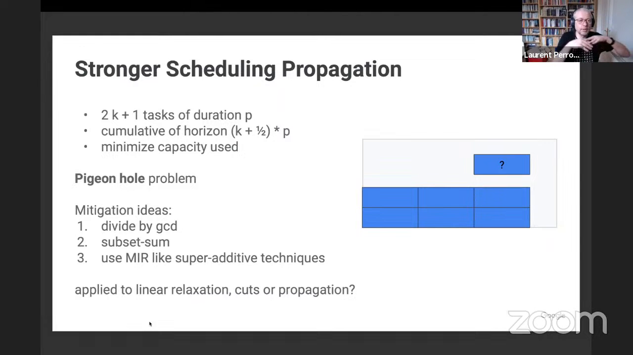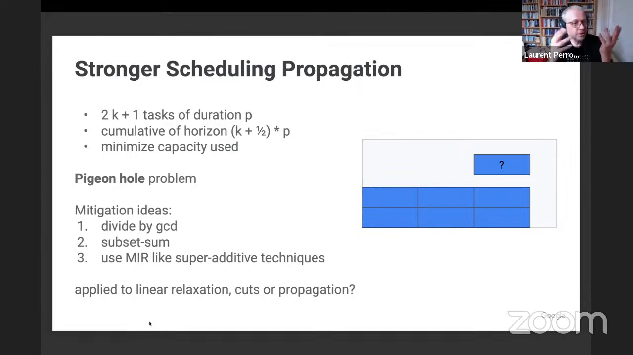Same thing, you can use all the energy of your cumulative divide by the GCD, or recently there was a good paper on overlap 2D for that, on the 2D packing. You use techniques from MIR, so superadditive methods, basically divide by one constant and round down, but that constant is not a GCD. It's just something that will explicit a potential failure. So you have all these ideas. The best one is subset sum. It's very, very, very expensive to do.